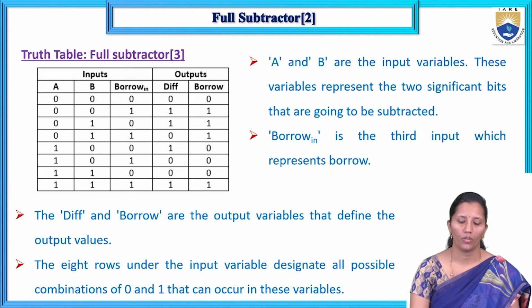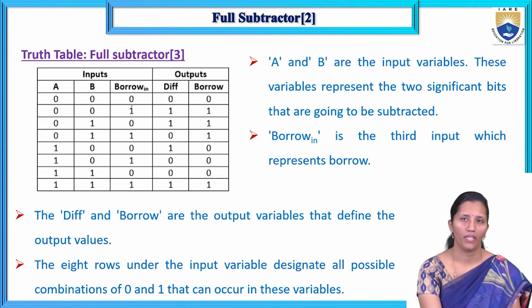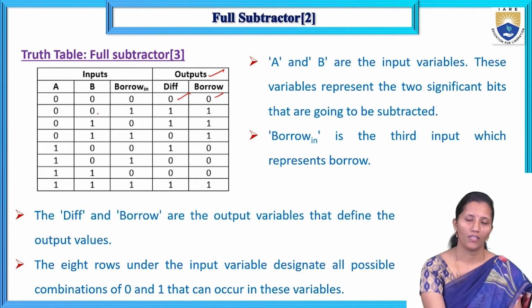If you observe the truth table of a full subtractor, here A, B, and borrow in are the inputs, and difference and borrow are the outputs. So 0 minus 0 minus 0, we will get 0, 0. 0 minus 0 minus 1 gives difference 1 and borrow is also 1.